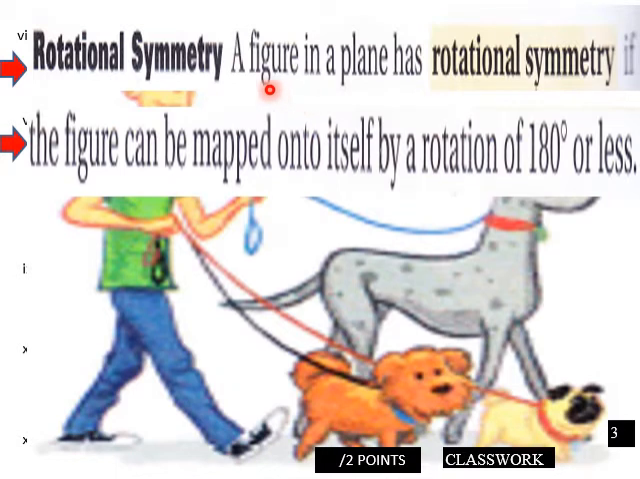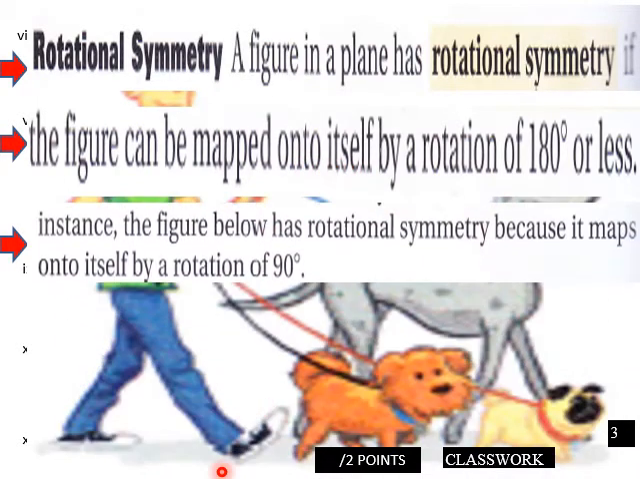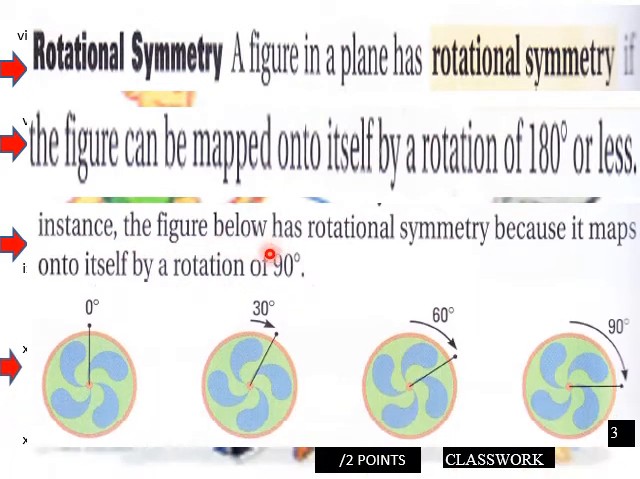Rotational symmetry. A figure in a plane has rotational symmetry if the figure can be mapped onto itself by a rotation of 180 degrees or less. For instance, the figure below has rotational symmetry because it maps onto itself by a rotation of 90 degrees. So we go 30, we go 60, then we go 90. So it has rotational symmetry here. That's basically because it's a circle.